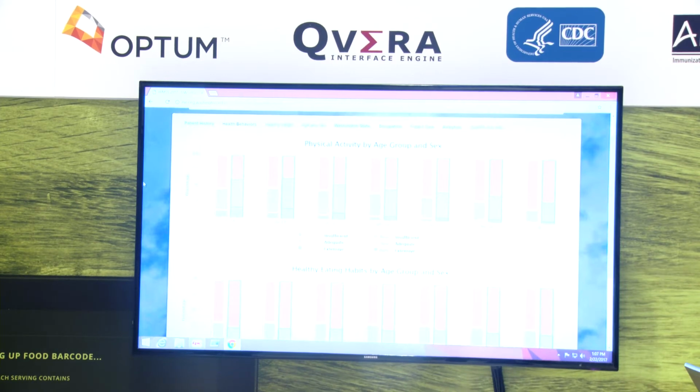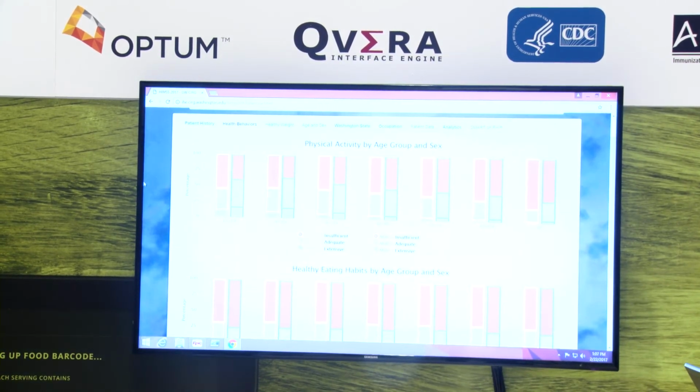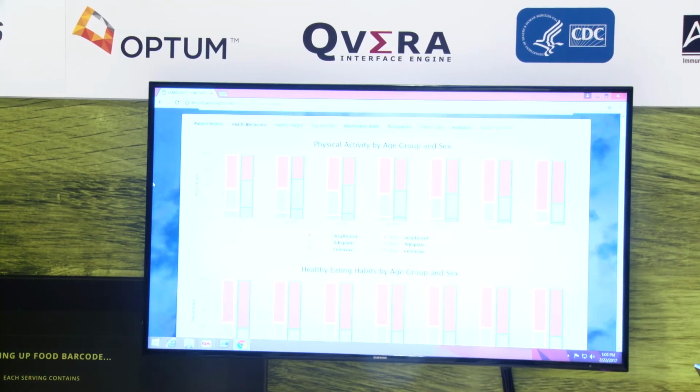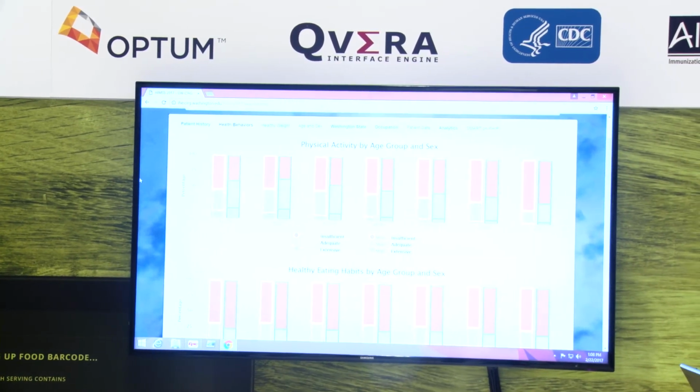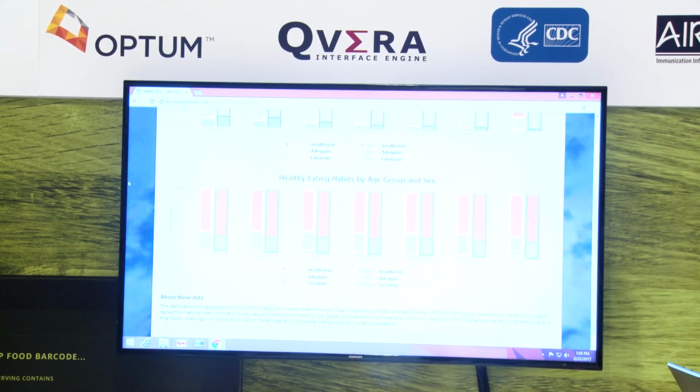So what public health can then do with this data is we collect this data from the whole population of people with healthy weight CCDAs and aggregate it up to get a look at what's happening at the population level. So at the top level here, we're showing physical activity by age group and sex, and the bottom level, we're showing healthy eating habits by age group and sex. And in this case, the healthy eating habits are taken directly from fruit and vegetable consumption.